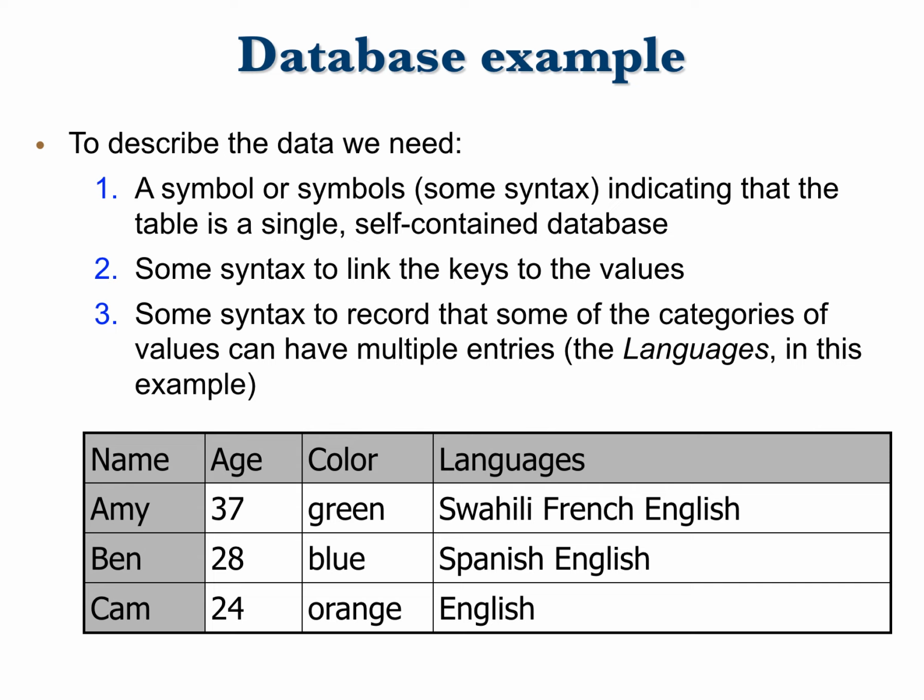So under languages for Ben, it's not just one language, it's two, Spanish and English. However we set up the way that a database is going to record information, we're going to have to be able to link one key to multiple different values. And so those are some properties of constructing a useful database. And as we've mentioned before, the keys, of course, are unique.